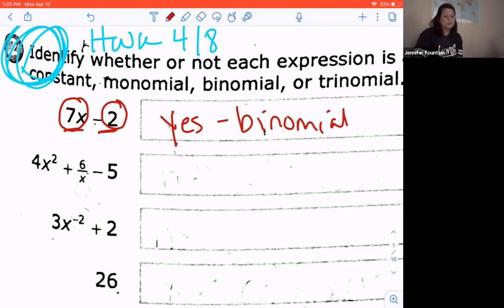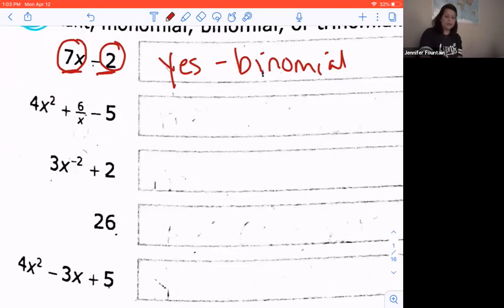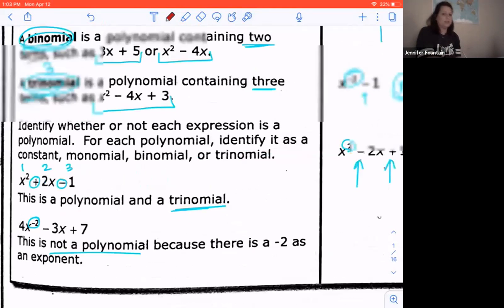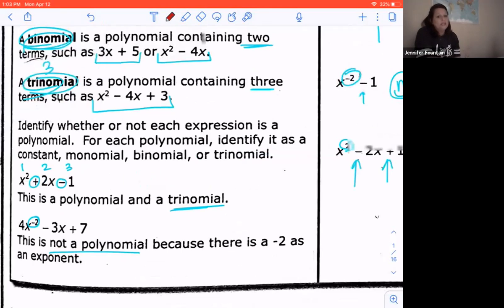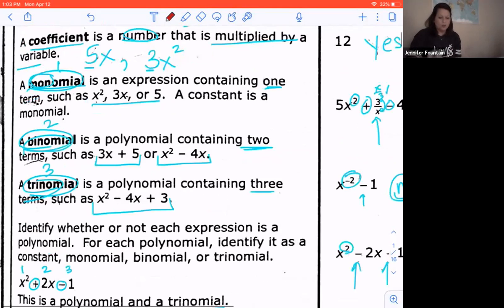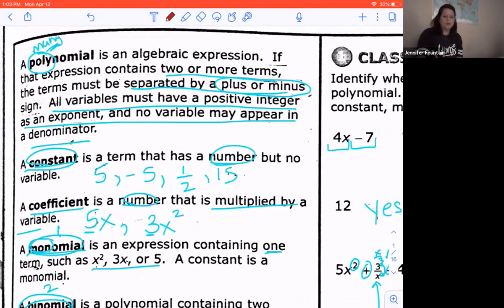Now, when we look at the next one, we see something that looks awfully funny. Actually, I can identify both of these things in the next two and say something looks off on those. I'm going to go back and look at my directions at the top, where it said that for a polynomial, no variables may appear in a denominator. So part of my rules about what is a polynomial and what's not says that I cannot have a variable in the denominator.